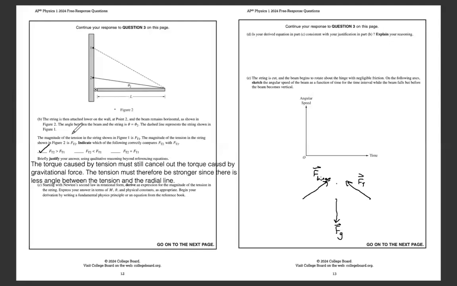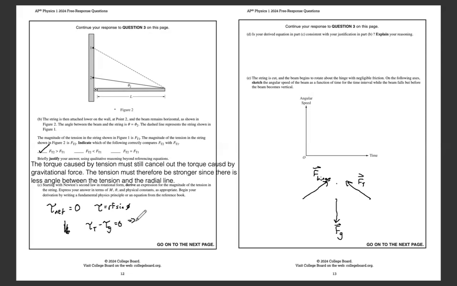All right. Starting with Newton's second law in rotational form, derive an expression for the magnitude of tension. All right, that's not bad. Net torque has to equal 0, right? So therefore, what we have is the length of the rod. Let's also write that torque is equal to rF sine of phi, right? So for the tension, what you've got is torque caused by tension minus the torque caused by gravitational force is equal to 0.